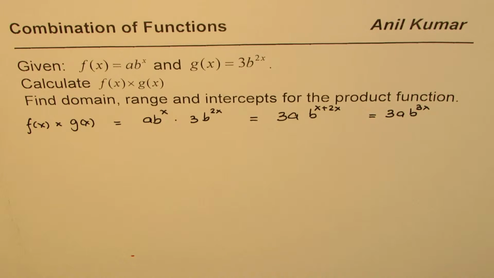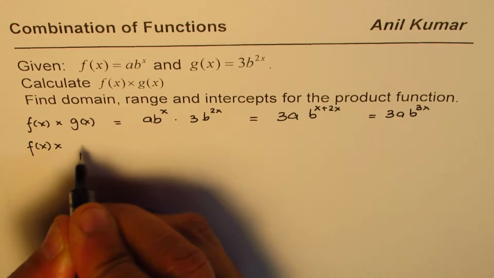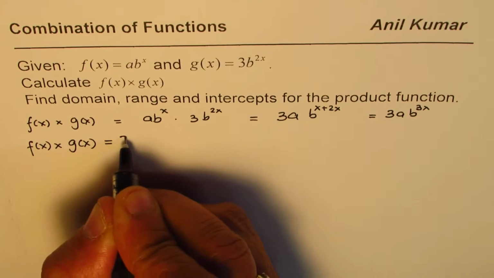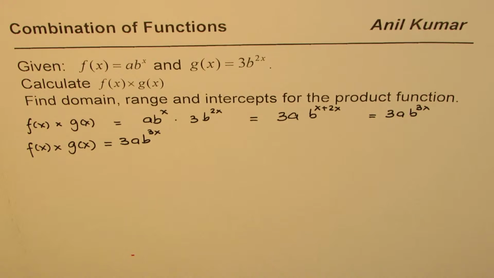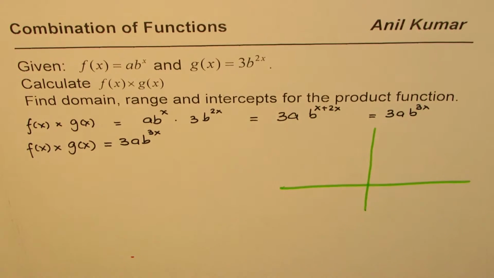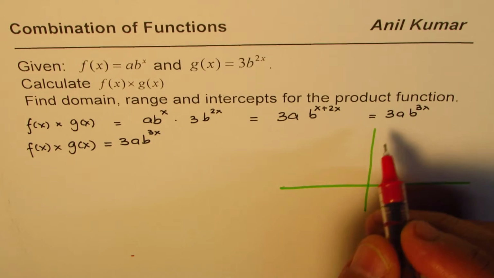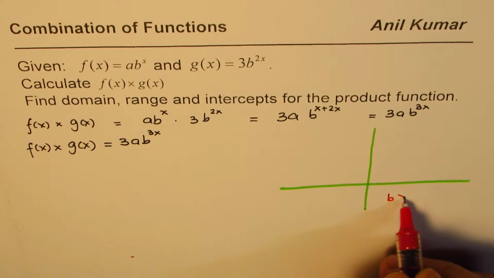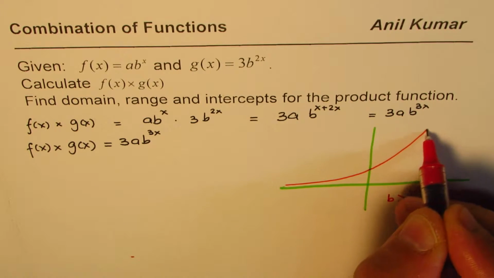Now we'll write down characteristics for the function. So what we have got here is f of x times g of x is equal to 3a b to the power of 3x. Now as this is an exponential function without any translation up and down, let's sketch it a bit. How should it look? What we are assuming in our sketch is that b could be either way. If I take b as greater than 1, the sketch is going to be increasing.